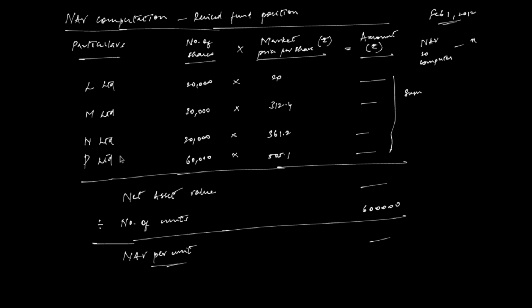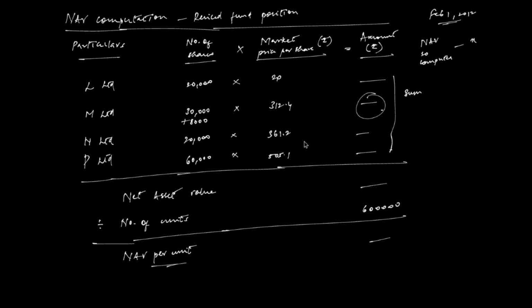The companies are the same, right? And number of shares are the same. It is the same except in case of M Limited, because 8,000 additional shares are purchased, right? Market price per share, is it the same? Yeah, it will be the same on the same date, right? So you just have to multiply number of shares by market price per share to get the amount. And here there will be a change, right?